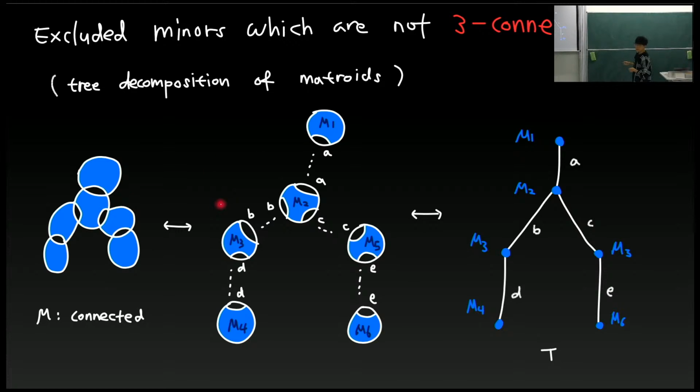So you mean that each edge corresponds to a separation? Yes, I'll talk about it later. Actually, this edge represents a two-separation for the matroid. And also the common element of those matroids should not be a loop or coloop for both matroids.